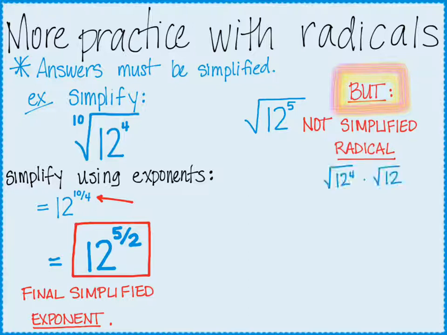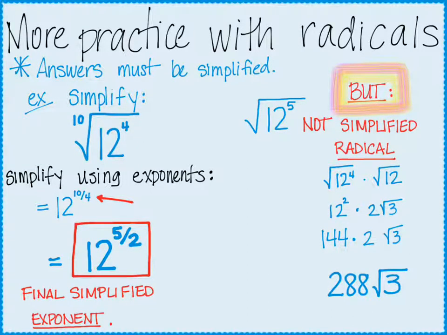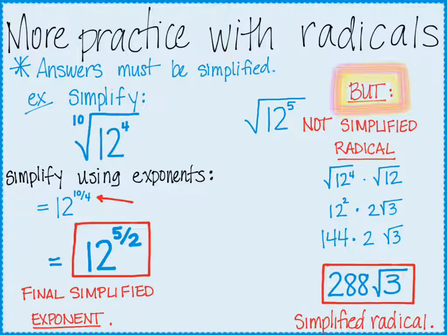To simplify this as a radical problem, we would factor this. Instead of 12 to the 5th, I'd write it as the square root of 12 to the 4th times the square root of 12. Well, the square root of 12 to the 4th is 12 squared, and the square root of 12 happens to be 2 root 3. 12 squared is 144 times 2 root 3, and I get 288 square root of 3. And so this is the simplified radical form. It all depends on if you're asked to simplify in exponential form, or if you're asked to simplify and have your final answer in radical form.